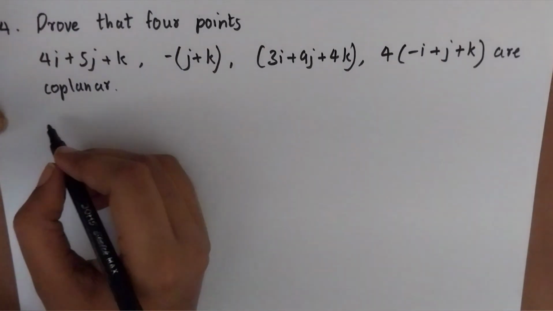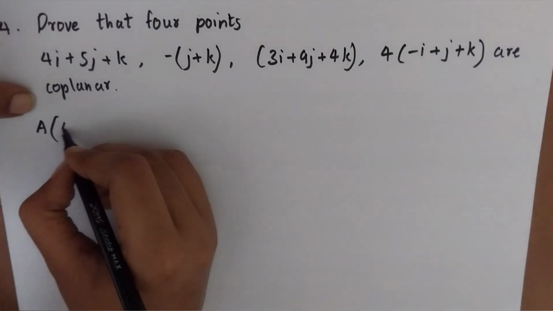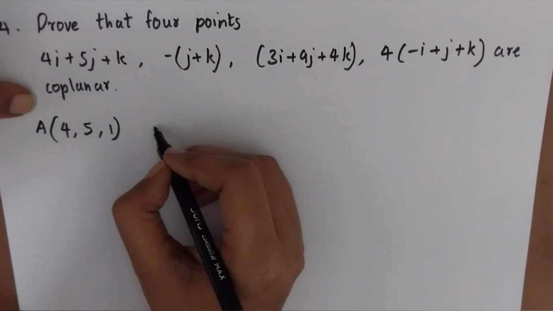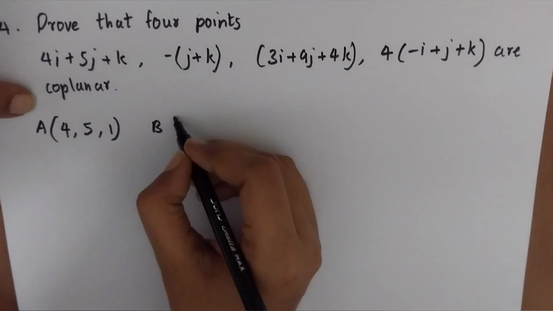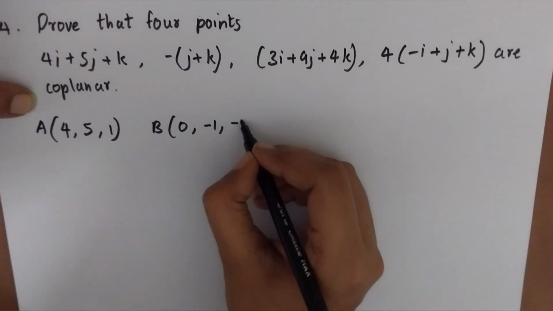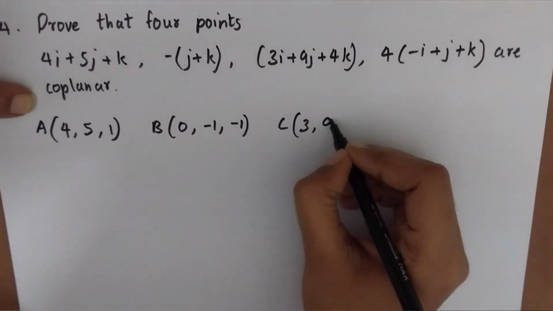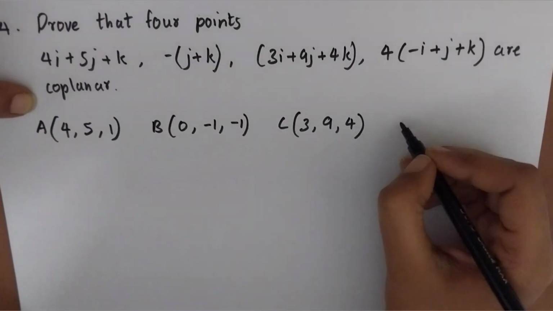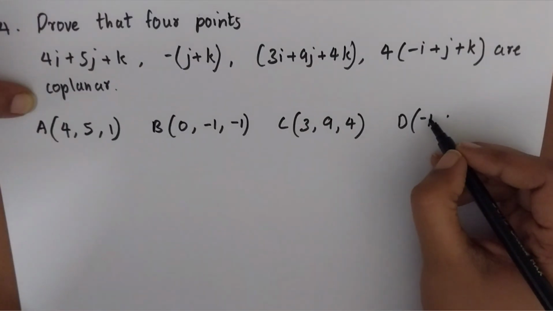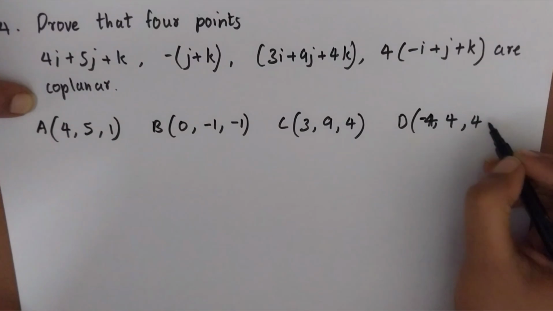So let's name the points. Point A is 4, 5, 1. Point B is 0, minus 1, minus 1, and point C is 3, 9, 4. Point D is minus 4, 4, 4.